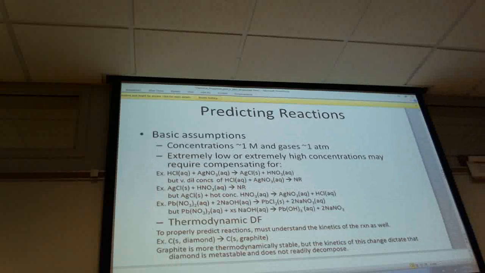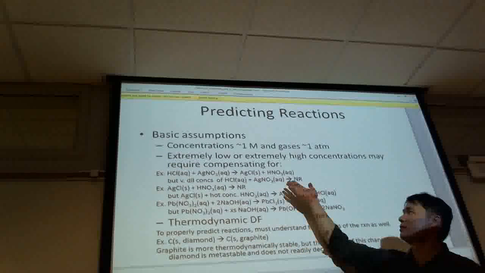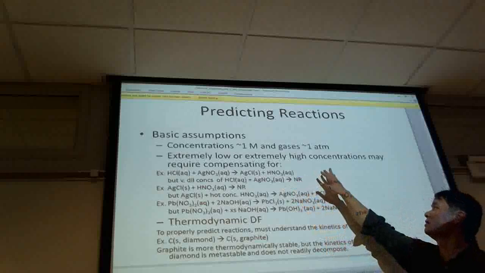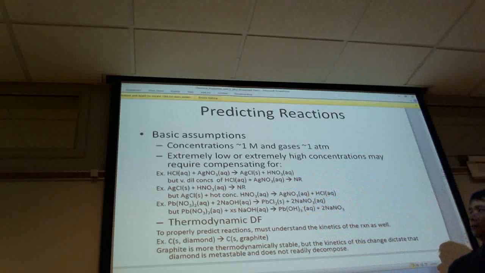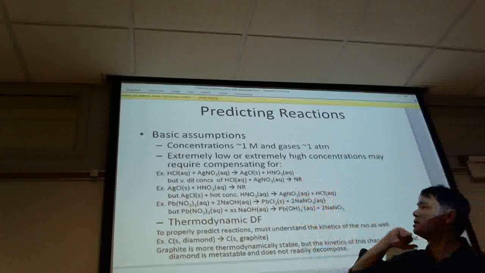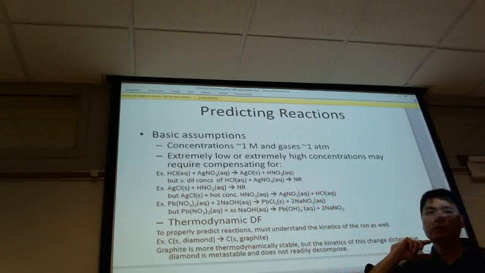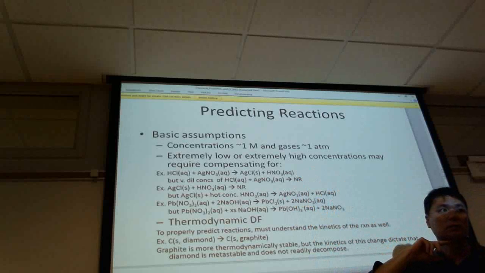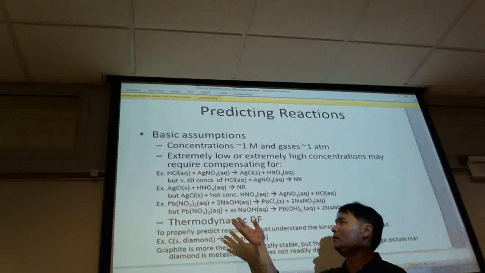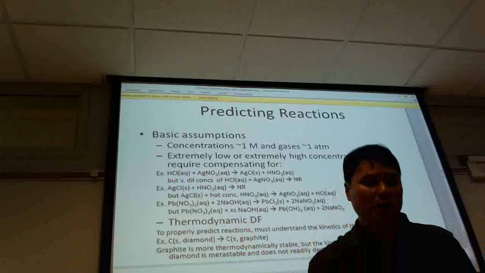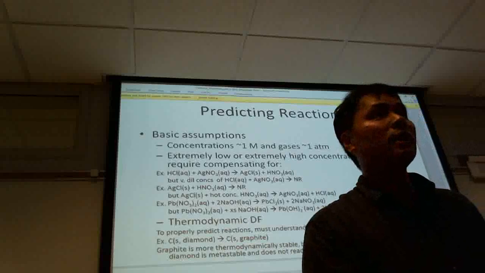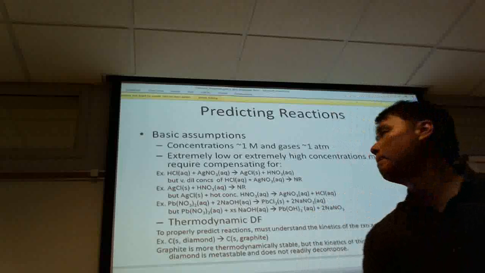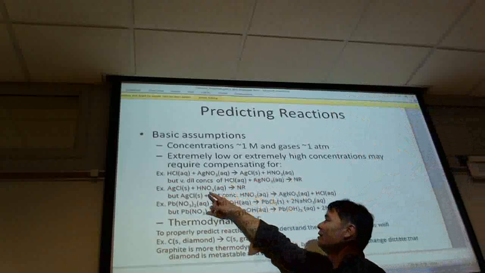When we predict these reactions, we have some basic assumptions. And one of the basic assumptions is the concentrations are fairly high, 1 molar. And the gases are fairly high pressure, 1 atmosphere. Extremely low or extremely high concentration can mean alternate reactions might occur. And so you aren't guaranteed, but this is useful. Even though you might be wrong, this is still useful because you can get an idea of what might form.